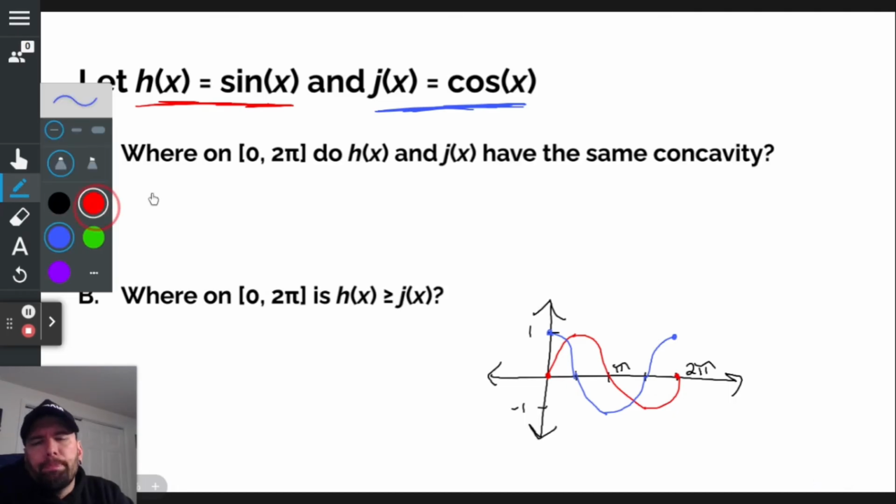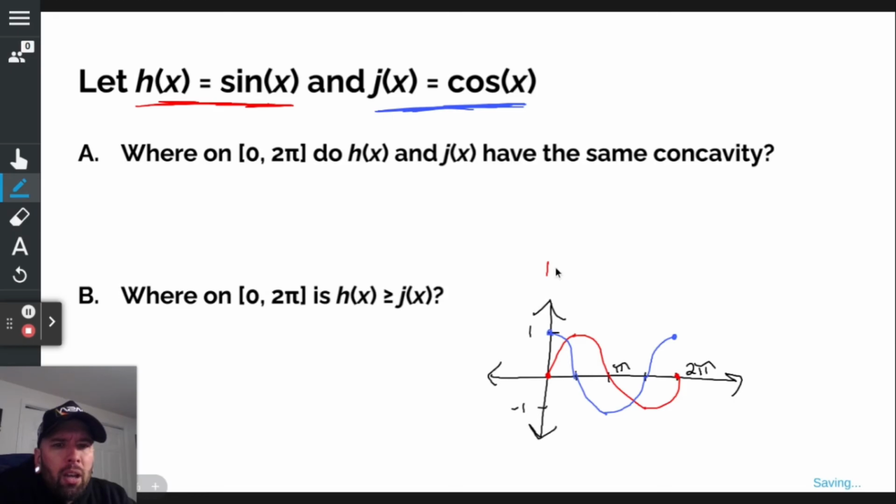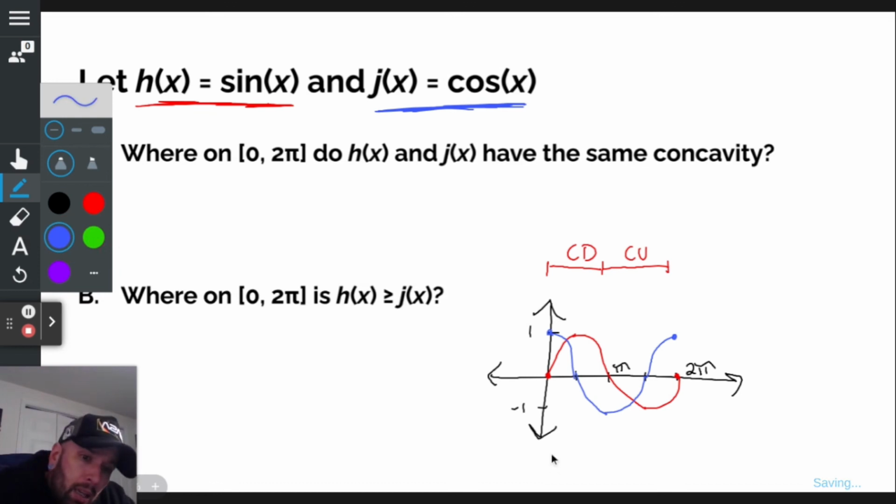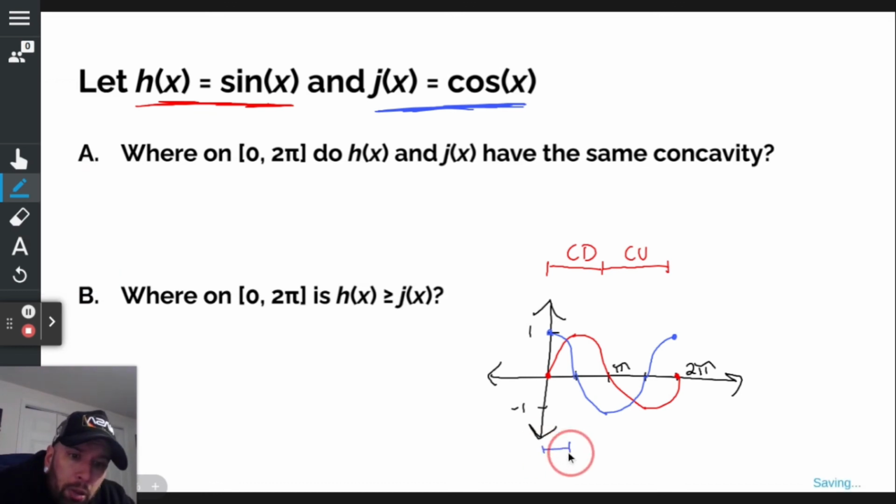This is going to be interesting. I want the same concavity. All right. Red is concave down between 0 and pi and concave up between pi and 2 pi. Blue is concave down between 0 and half a pi, and then between half a pi and 3 pi over 2 is concave up, and then concave down again for the rest.